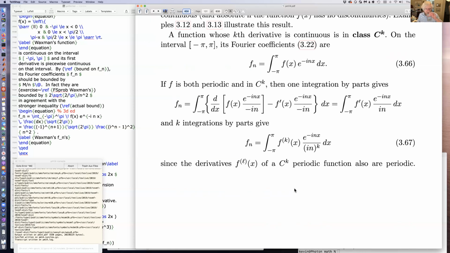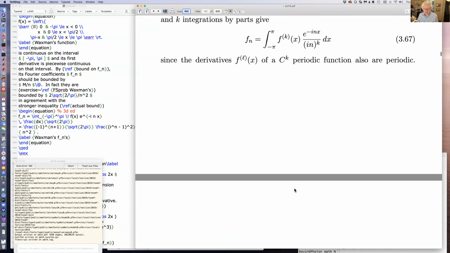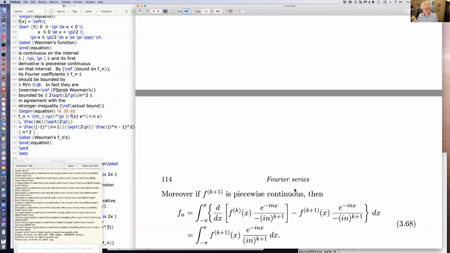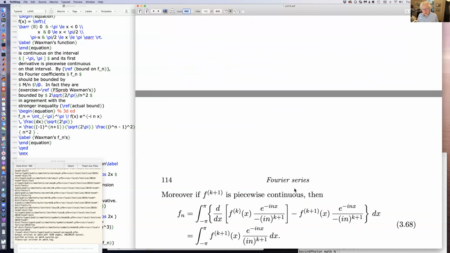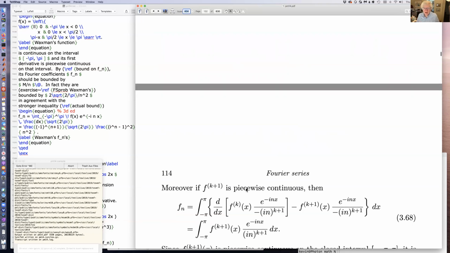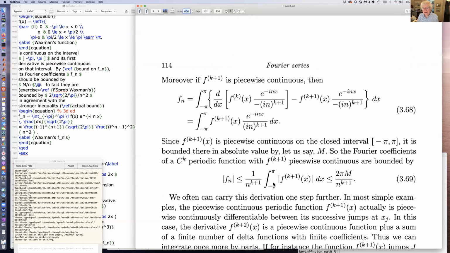And now the derivatives of a C^k periodic function are, of course, also periodic. And if the k plus first derivative is piecewise continuous, remember f is in C^k, so f^(k) is continuous, but f^(k+1), the k plus first derivative, may only be piecewise continuous. In other words, instead of looking like that, it may go boop, boop, boop, and so forth.